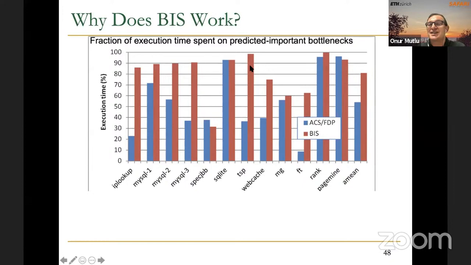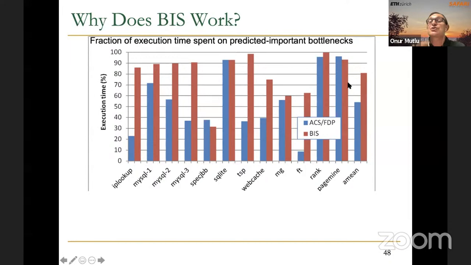Okay, well, you're not perfectly accurate, but I think you're not accelerating them, basically. Okay, so basically, using the large core doesn't mean that you're doing the right thing necessarily, right? You should also be using the large core for bottlenecks that are actually important. So now let's take a look at what fraction of the execution time that's spent on predicted important bottlenecks is actually spent on actually important bottlenecks.